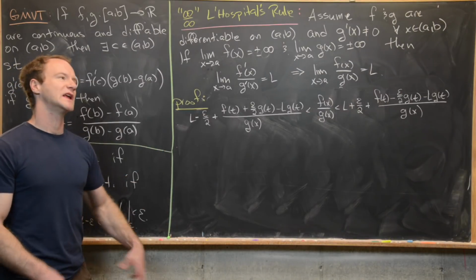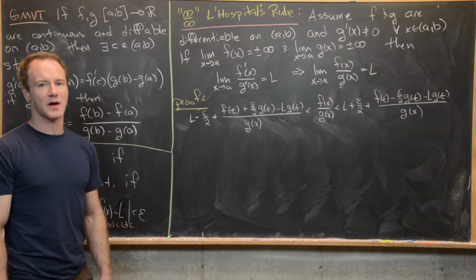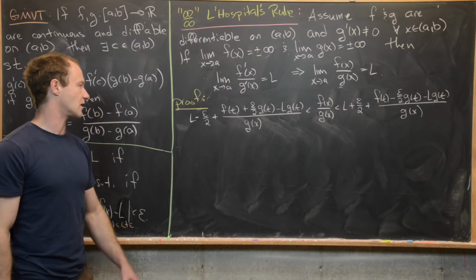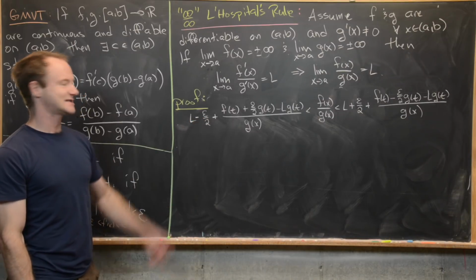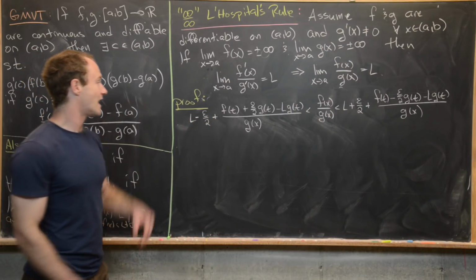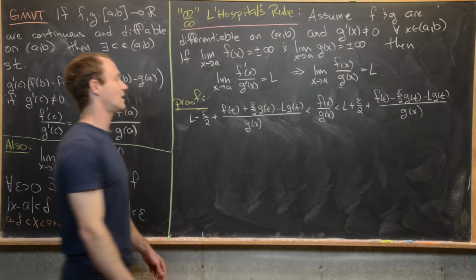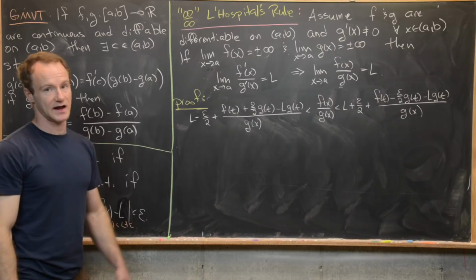So in the last board, we ended at a quite complicated compound inequality. So I've simplified it a bit and we arrived here. So we've got L minus epsilon over 2 plus f of t plus epsilon over 2 g of t minus L g of t over g of x.